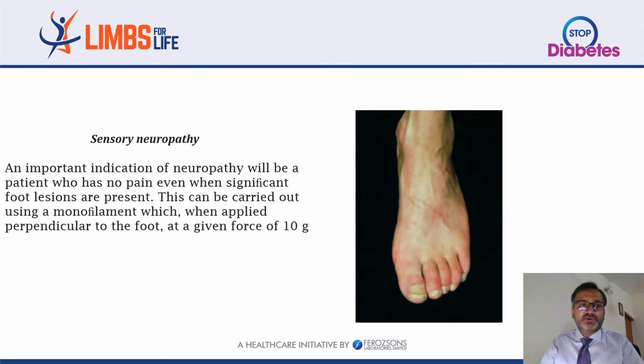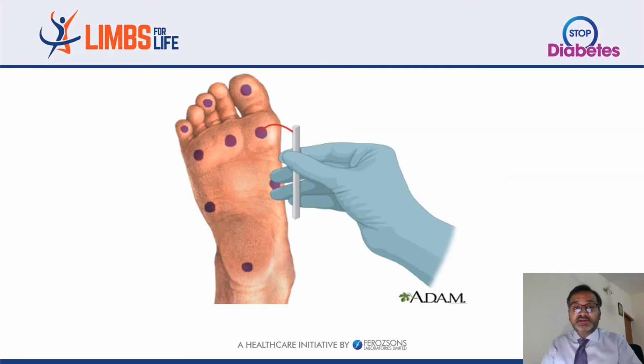So when we talk about sensory neuropathy, the patient presents with no pain, even when significant foot lesions are present, right? So how to check that a patient has sensory neuropathy is always this diagnostic test. This is a monofilament test, right? This is a monofilament that can be applied on the foot with a given force of 10 gram. So this is how you can apply the monofilament on these different points in order to check for sensory neuropathy, right?